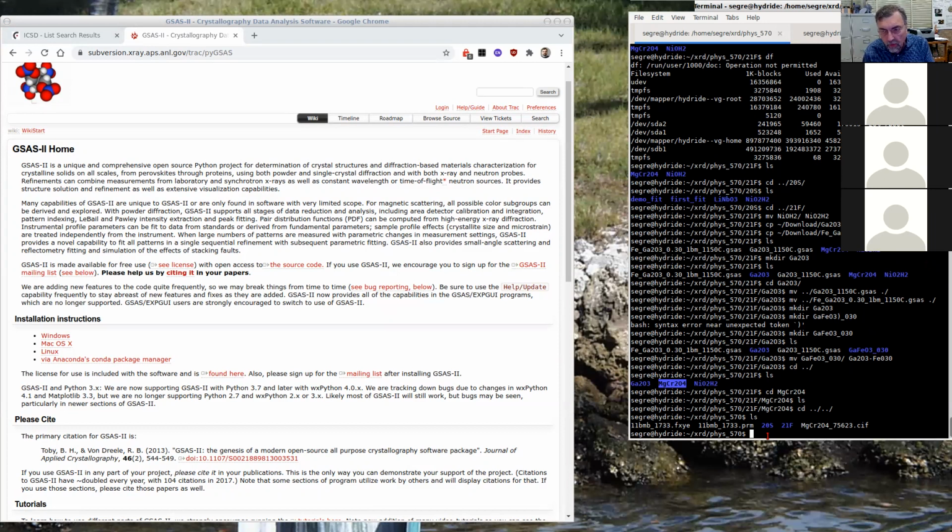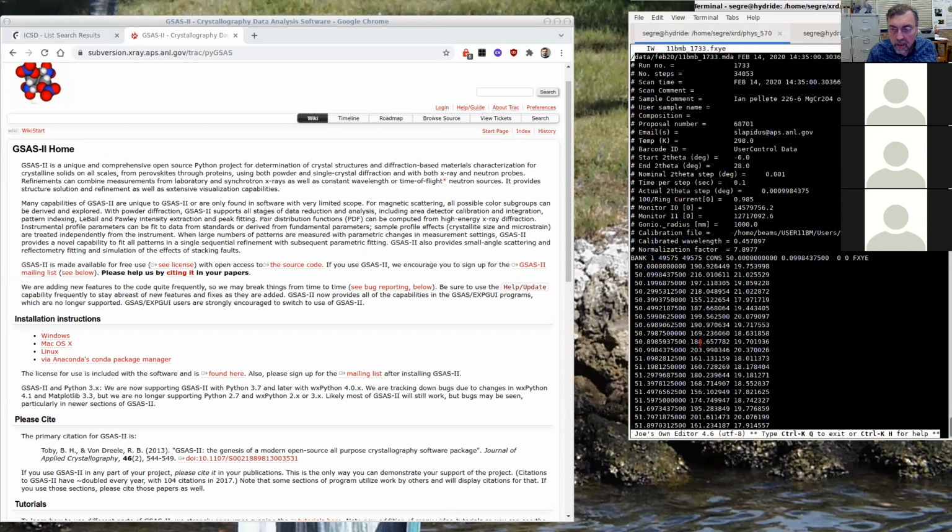When you send a sample in your mail-in program, you get back a zip file that contains two files. One is this FXYE file, and the other one is a PRM file. This contains the actual data, and this contains the parameter file for 11BM. This is an important file because you need it to get the instrument parameters. So let's take a look at these with a text editor and see what they look like.